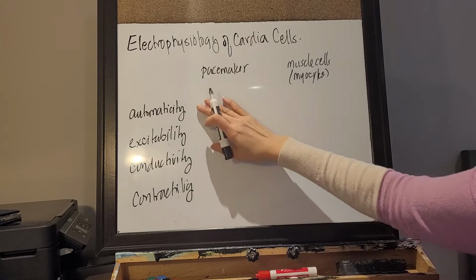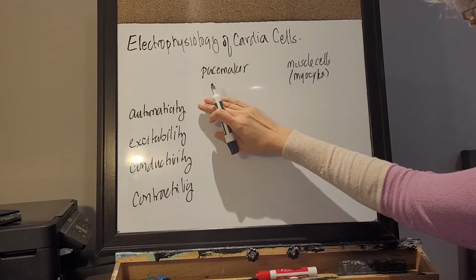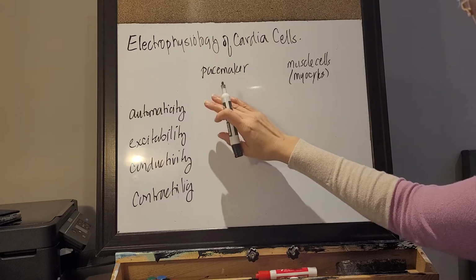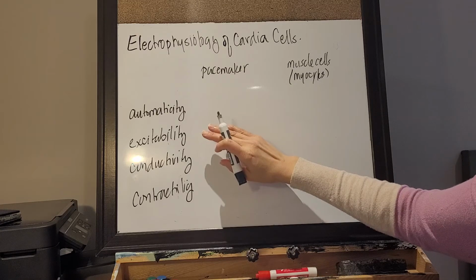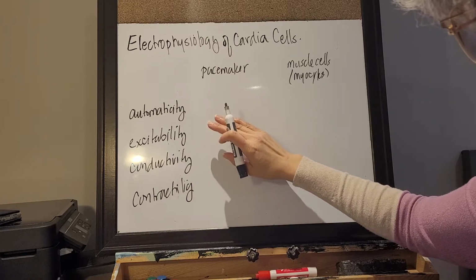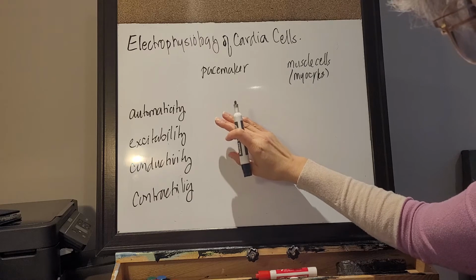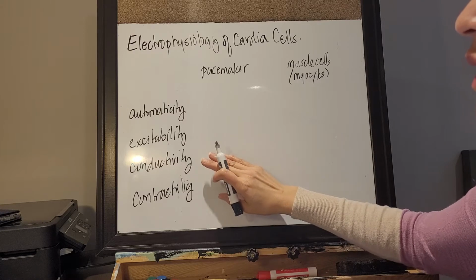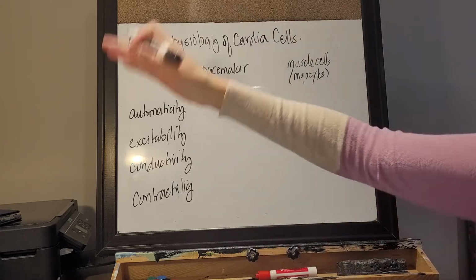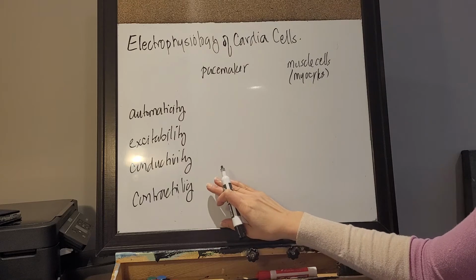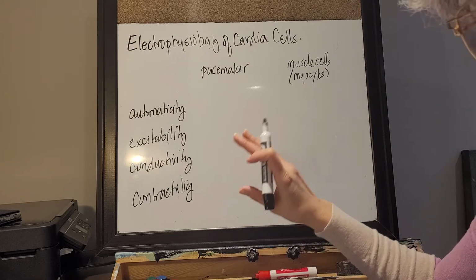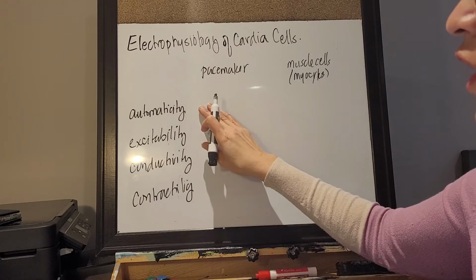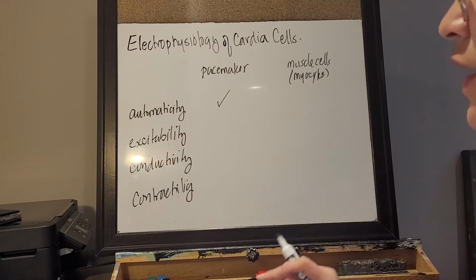Okay, with respect to the characteristics, automaticity is the ability of the pacemaker cells to generate their own electrical impulse, in other words, to depolarize on their own. Excitability refers to the cell's ability to respond to an electrical impulse. Conductivity is related to the cell's ability to conduct an electrical stimulus onward, so help propagating it onward. And then contractility has to do with the cell's ability to shorten or to actually contract, which is why it's characteristic of the myocyte.